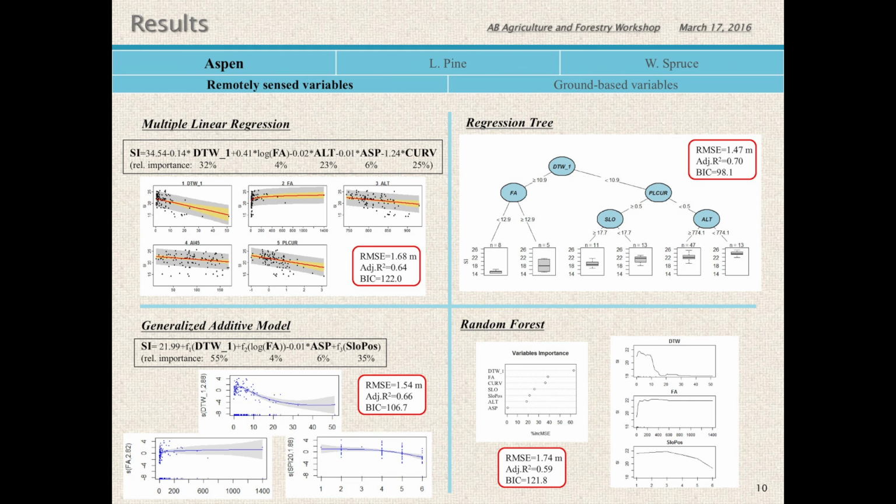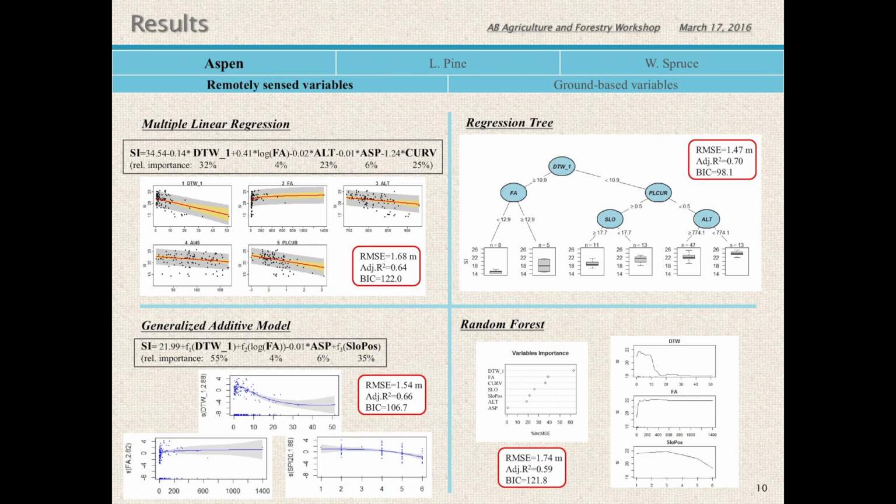And then here in the red box are the goodness of fit statistics. Just to note that these are adjusted R-squared, so this model explains about 64% of variation in site index.